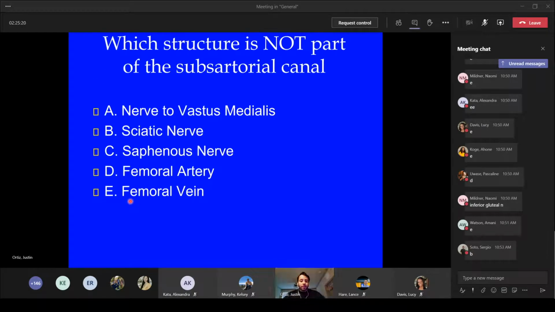Okay, so which structure is not part of the subsartorial canal? So remember we talked about the subsartorial canal. Remember that was going to be, if you remove the sartorius, which structures are going to be located within that, or which one is not, right? So is it going to be A, B, C, D, or E?